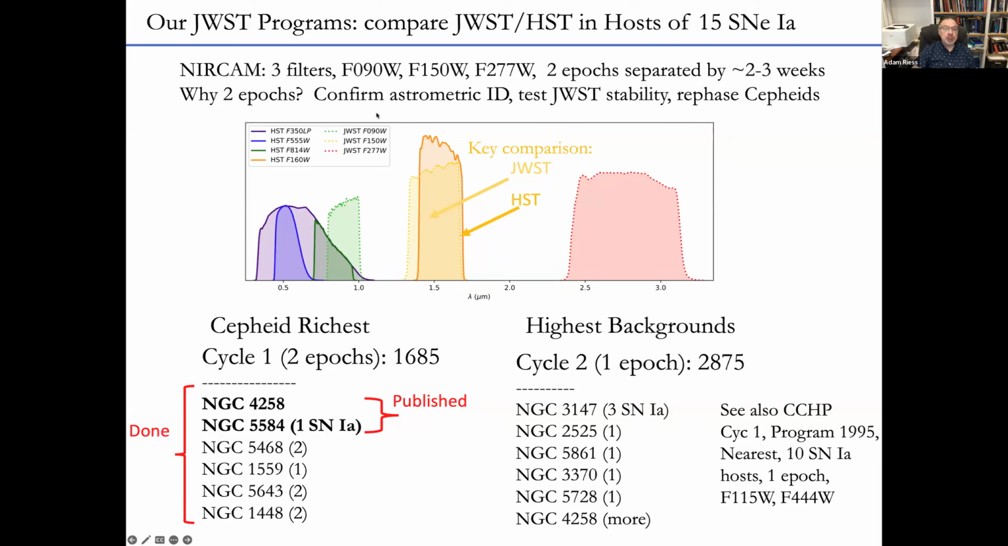The value of having 2 epochs is we can confirm our astrometric identification of the Cepheid just by seeing that these things are varying over a few weeks. We can check the stability of JWST by looking at the non-variable stars, which of course are most of the stars in the frame. And as I'll talk about, we can also rephase the Cepheids. And I also want to mention another program by the CCHP team that is observing additional hosts, primarily not the ones that we are observing.